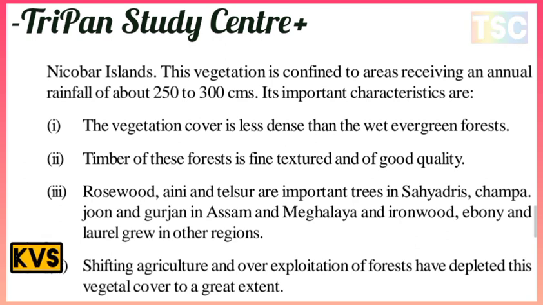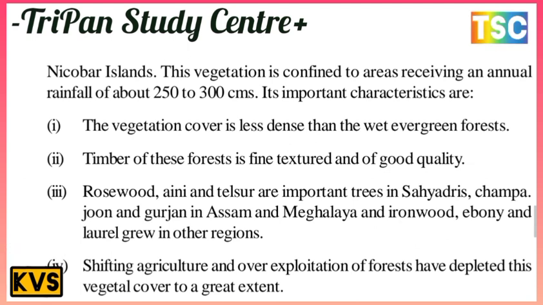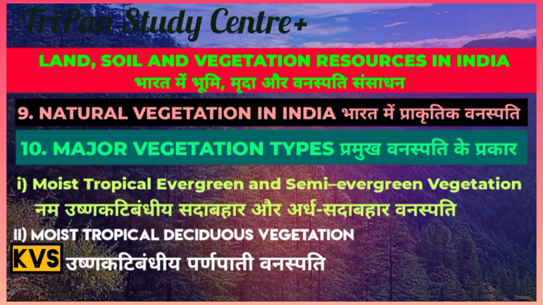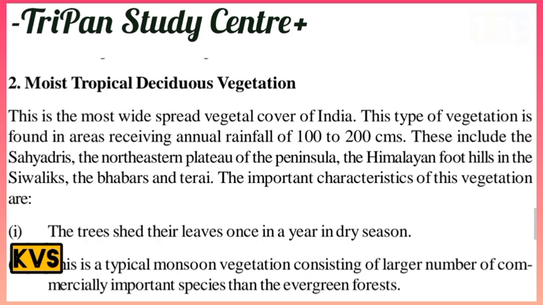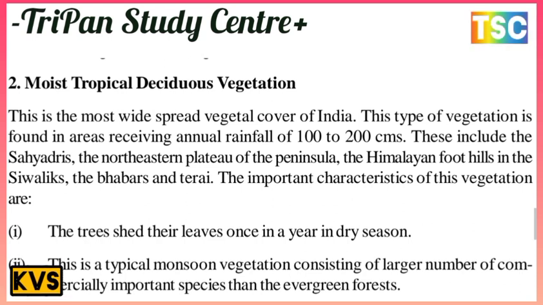Next, shifting agriculture and exploitation of forests have depleted this vegetation cover to a great extent. Next, tropical deciduous vegetation. This is an important type, the tropical deciduous vegetation, and it is the most widespread vegetation cover of India. This type of vegetation is found in areas receiving annual rainfall of 100 to 200 centimeters, and includes the Sahyadris, the northeastern plateau of the Peninsula, and the Himalayan foothills, the Shivalik, the Bhabar and Terai. The important characteristic is that the trees shed their leaves once a year in the dry season.